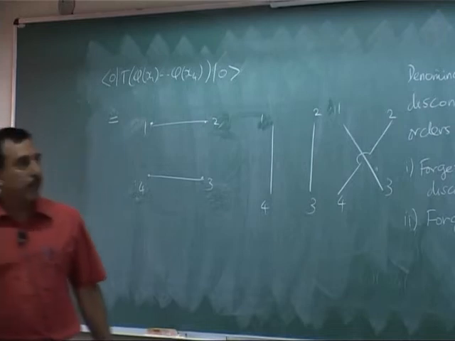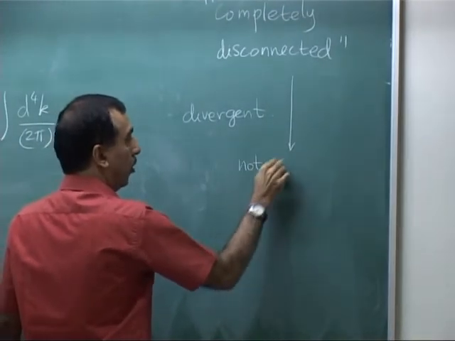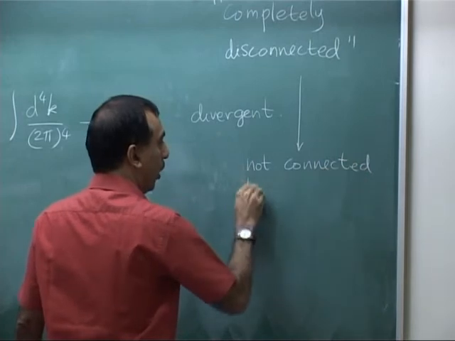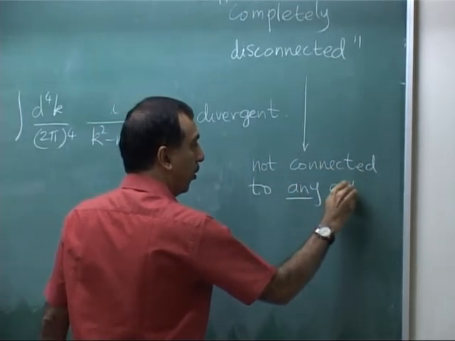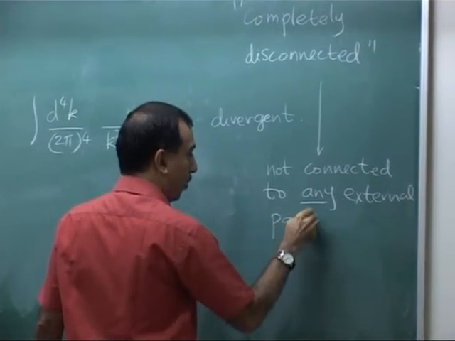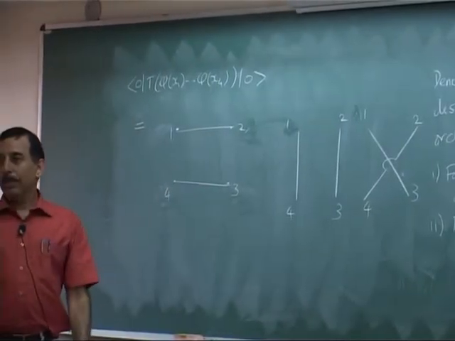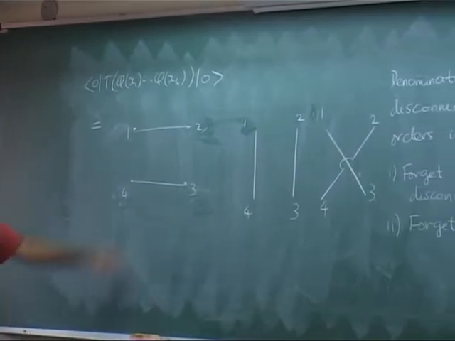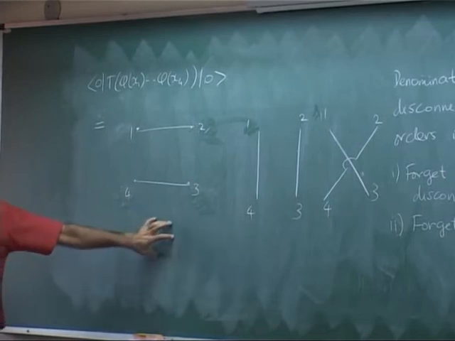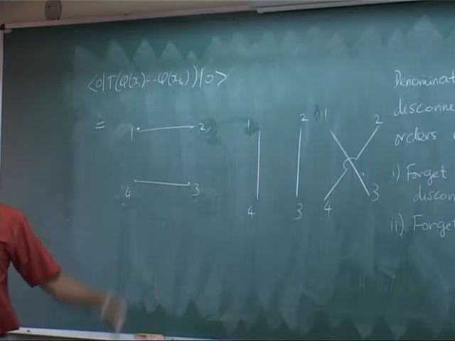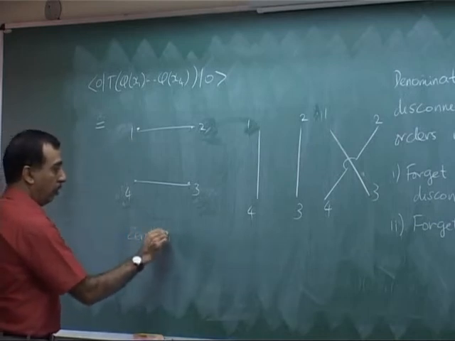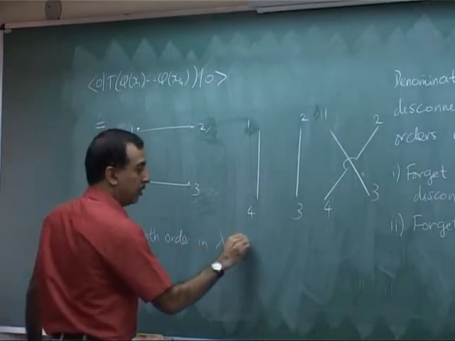Now, they are not completely disconnected, and this is part of the definition of completely disconnected. I didn't write the precise definition: not connected to any external particles. That is completely disconnected. Here, in fact, every part of the diagram is connected to some external particle. So generally, the disconnected one means something goes on and then there is some bubble or some loops or something on the side. That would be completely disconnected. At this order, it can't be there because we have no interactions yet. We are at 0th order. I'll give you a terminology. Zeroth order in lambda is otherwise called tree level.